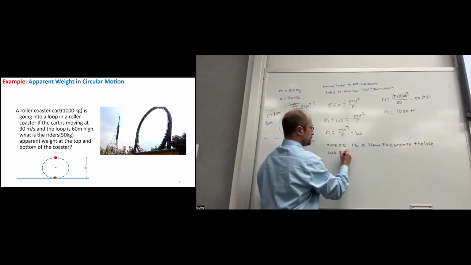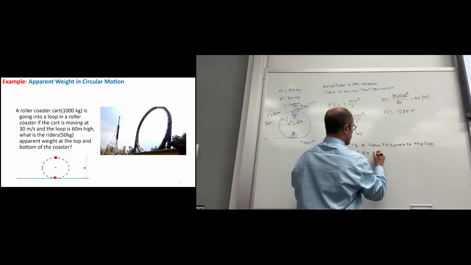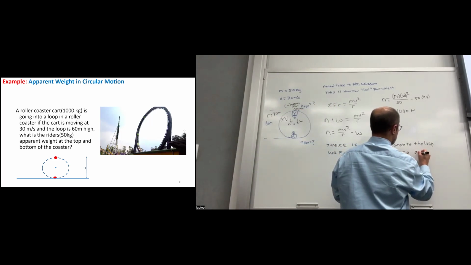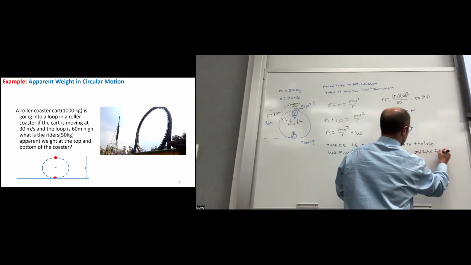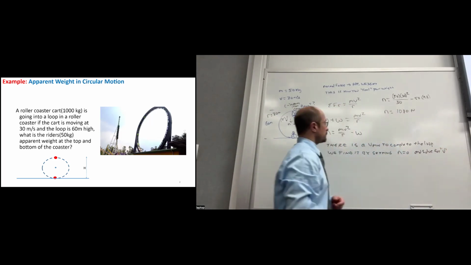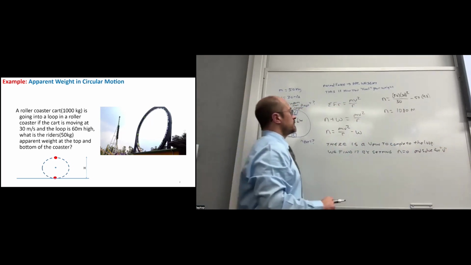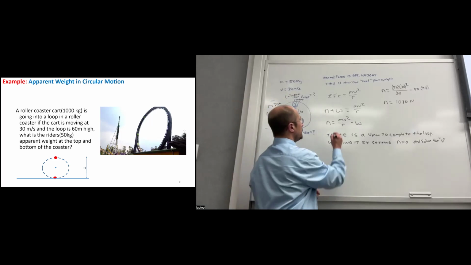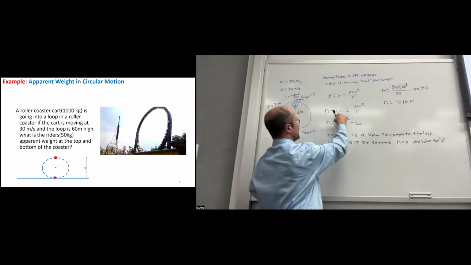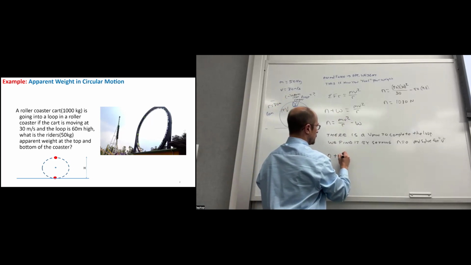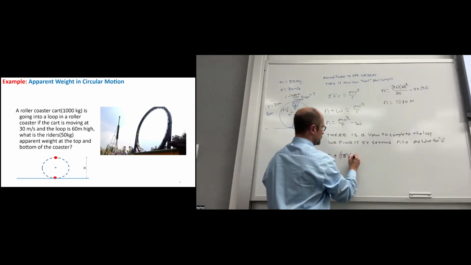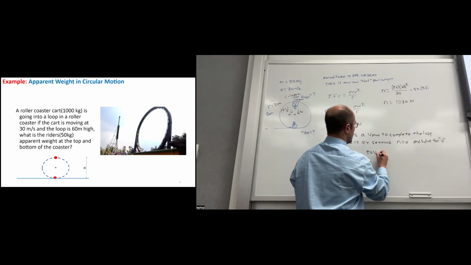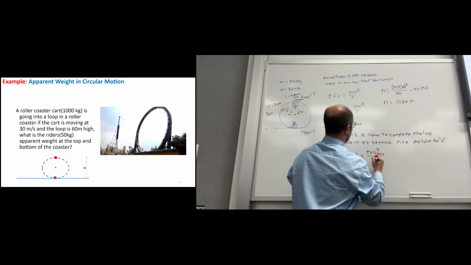We find that by setting n equal to 0 and solving for V. Right? So just as a quick aside, we can find the V min for this loop, because we can say right here that 0 plus our 50 times 9.8 is equal to 50 V min squared divided by 30.